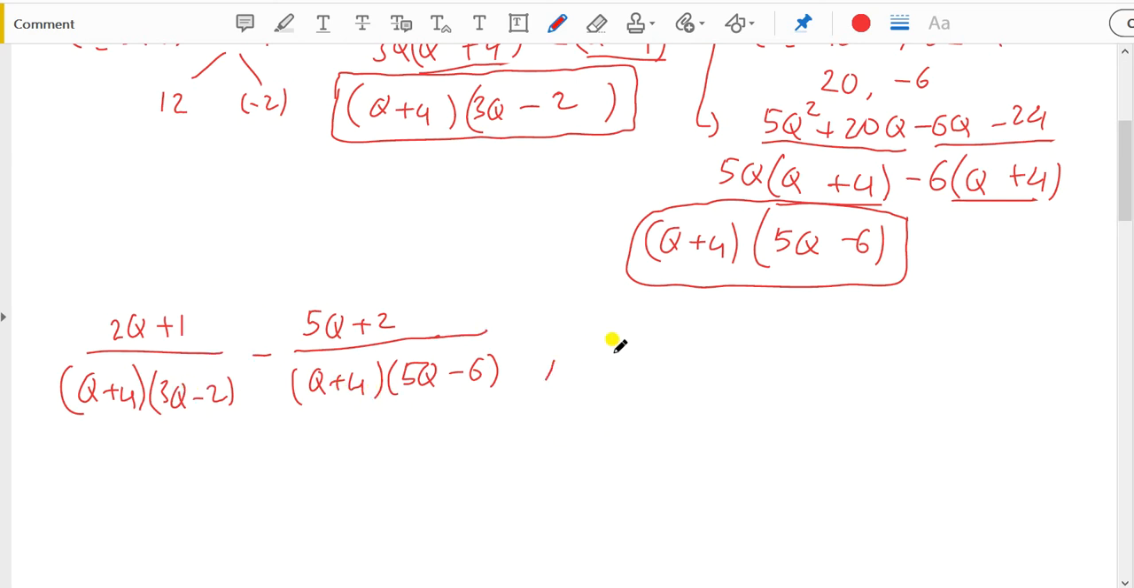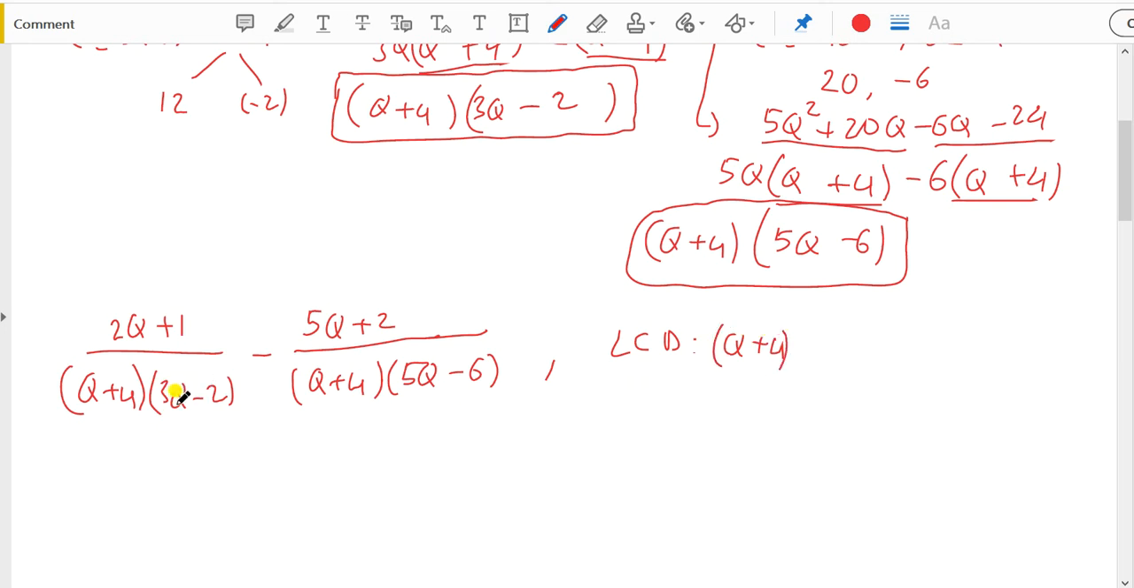We can then find the LCD, or the least common denominator, for the whole fraction on the left and the right side. We can see that both of their bottom parts have q plus 4 in common. That's why we have to take that, because it is a common term.